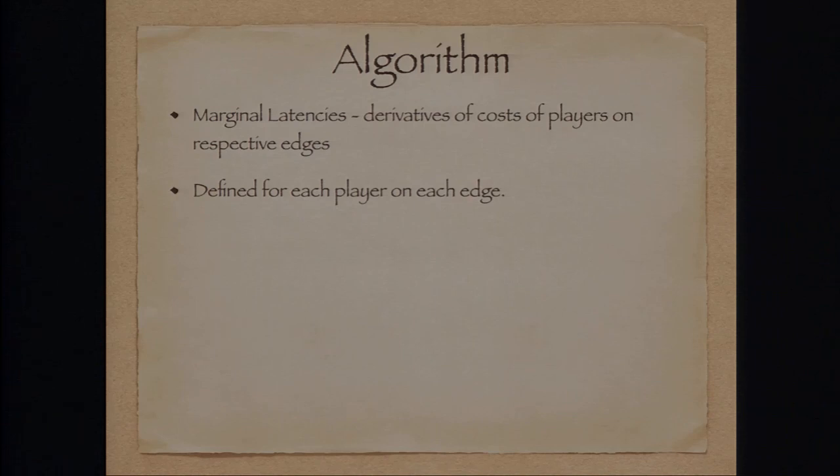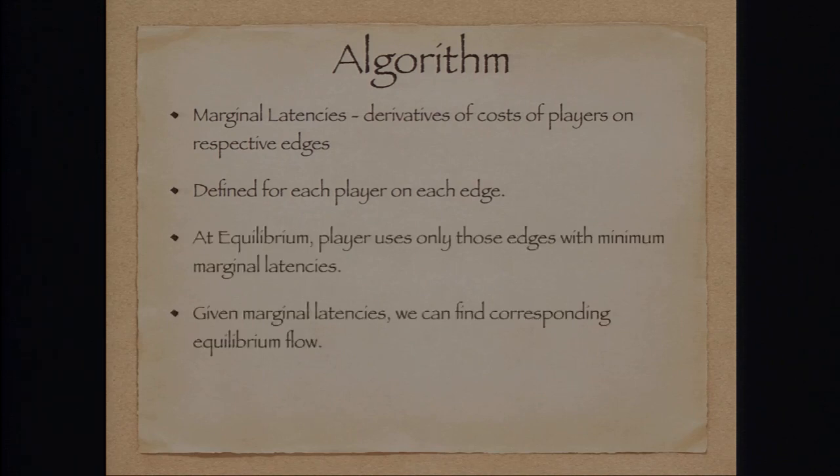Now coming to our algorithm, the idea is that we have marginal latencies, which are derivatives of the cost of edges. Then we have a result that at equilibrium the players use only those paths where their marginal latencies are minimum, and we try to use this result to find our equilibrium.